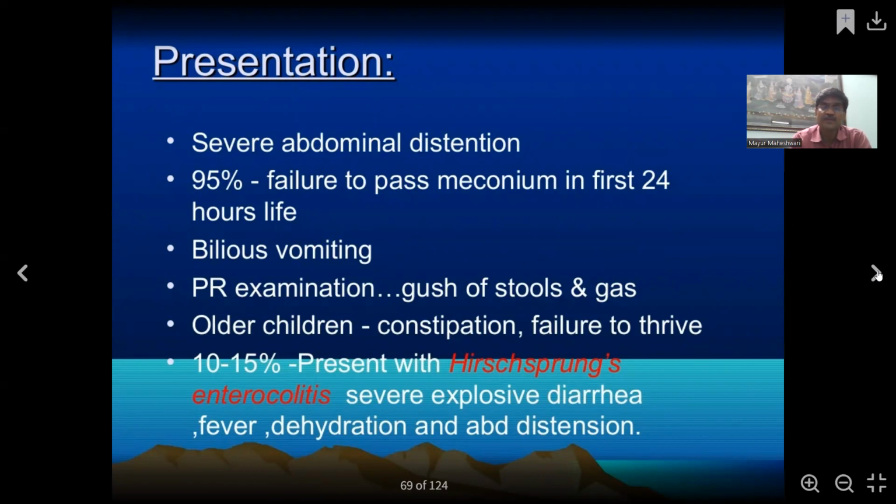Presentation is usually with severe abdominal distension. In 95% they fail to pass meconium in the first 24 hours of life. So usually you get a history of delayed passage of meconium even after 72 hours of birth. Then the child may present with bilious vomiting. On PR examination, there will be a gush of stool and gases because you are passively dilating the aganglionic segment. In older children, they present with constipation and failure to thrive.